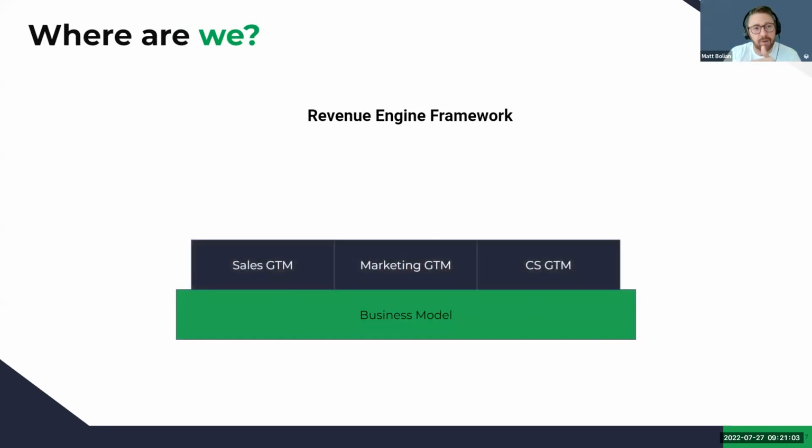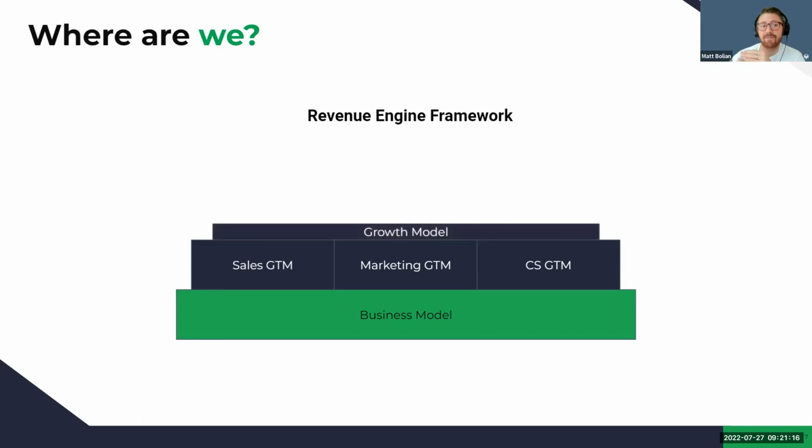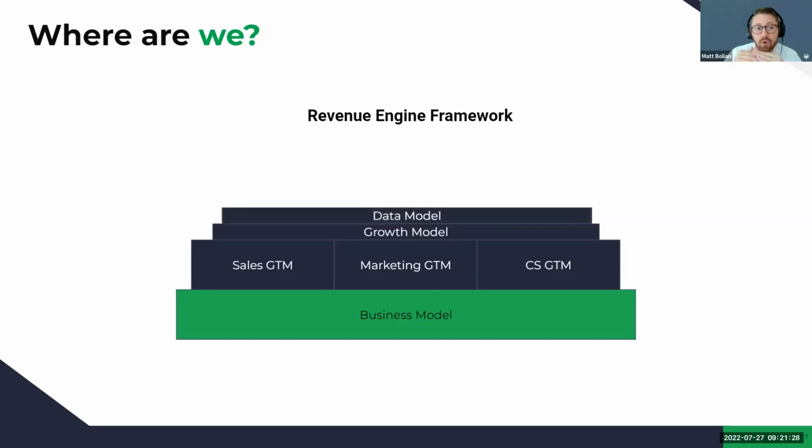So you have a business model. What we're talking about today is on top of that business model, you have a sales go-to-market motion, a marketing go-to-market motion, and a customer success go-to-market motion. On top of that, you need to understand where you are in your growth model, because, just to make a point, do you truly have your go-to-market fit before you start scaling up? What is your data model that's going to effectuate this, and how you're actually using it to drive and start prioritizing and create, like, here's efficiency and here's where I'm going.